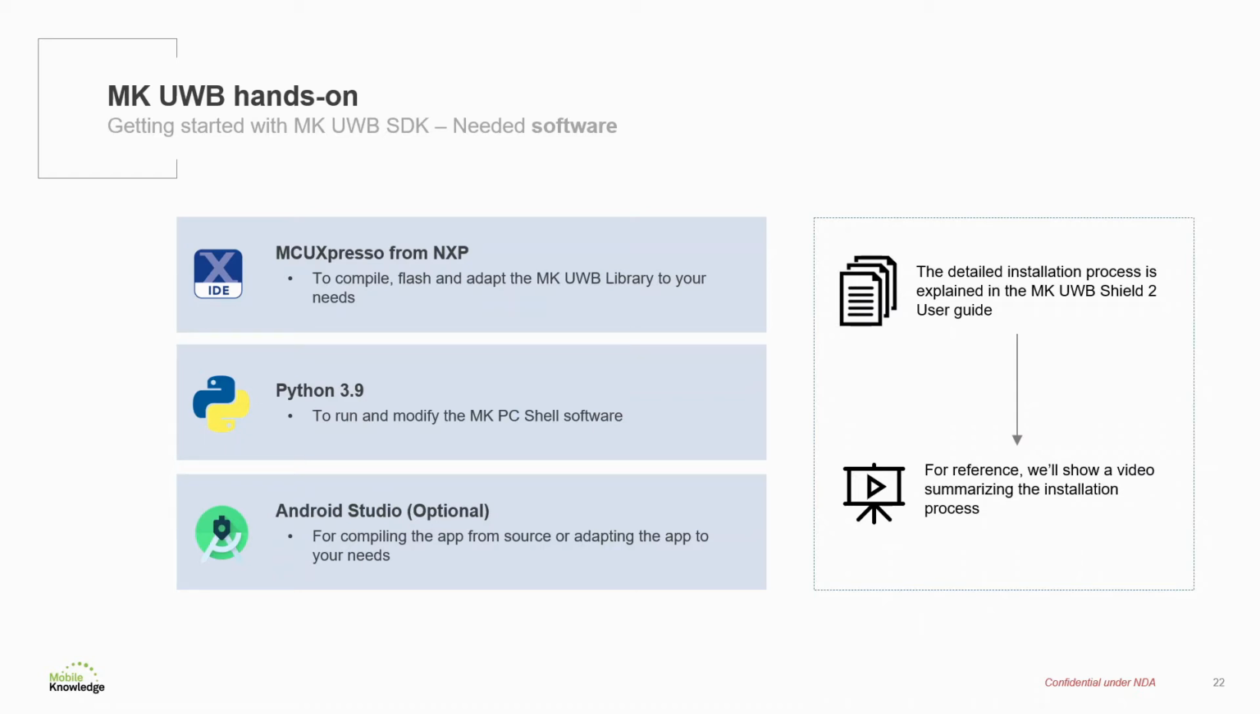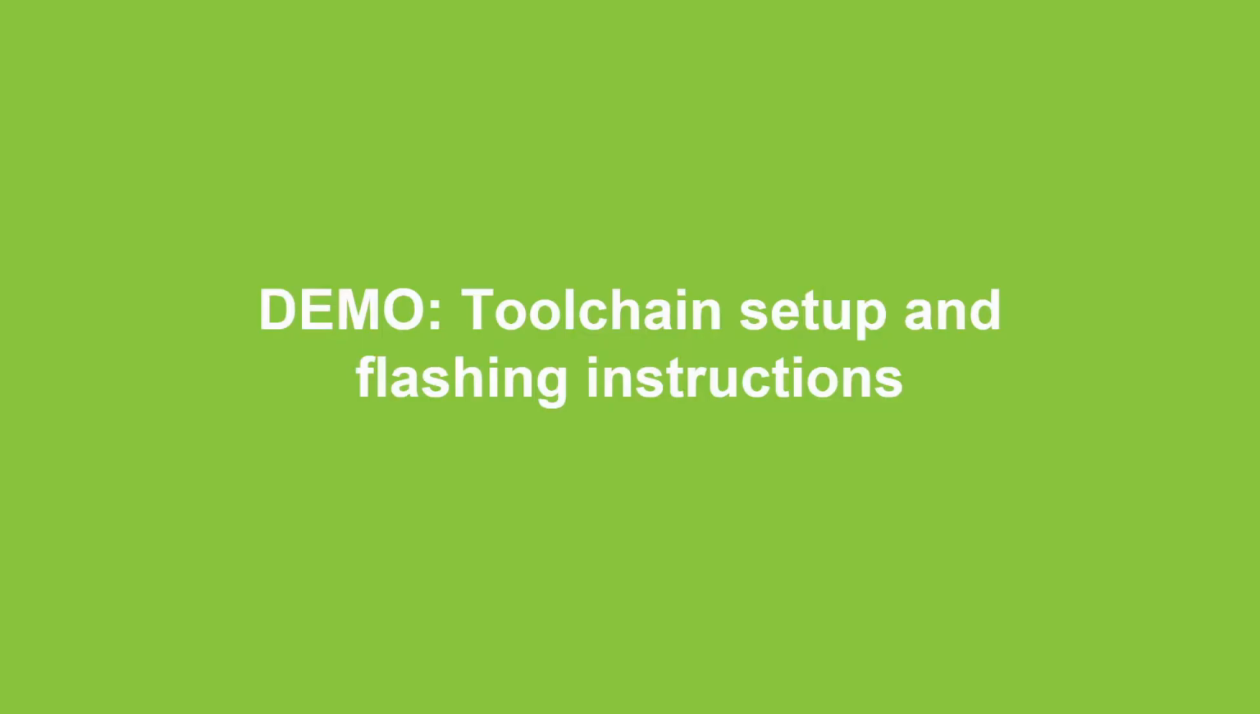You'll also need Python 3.9 to run and modify the MK PC Shell software. A bundled installation with PyCharm is highly recommended as well. Optionally, you can also install Android Studio for compiling the MK Ultra-Wideband Toolkit app from source or adapting the app to your needs. The toolchain has been validated to work on Windows, but it should also be compatible with macOS and Linux. Same as before, the detailed installation process is explained in the MK Ultra-Wideband Shield user guide. For your convenience, we will show a summarized installation process next.